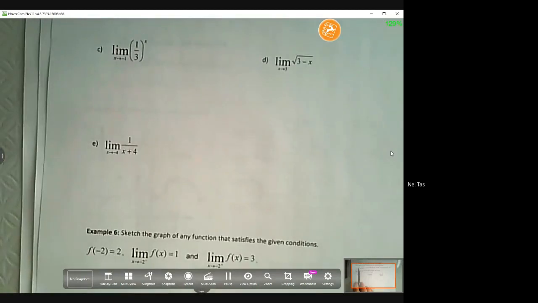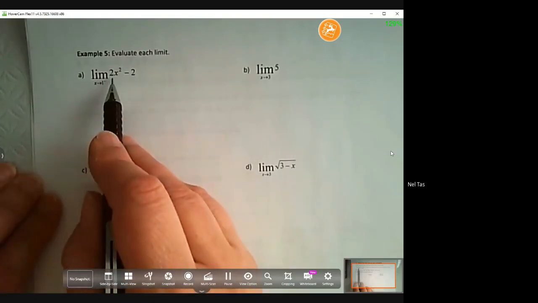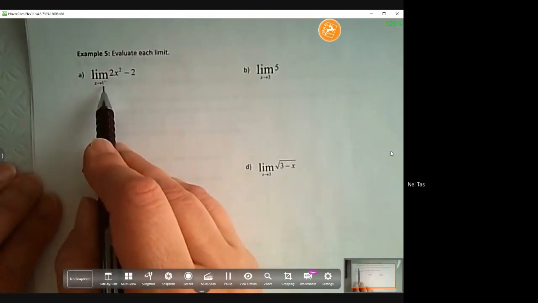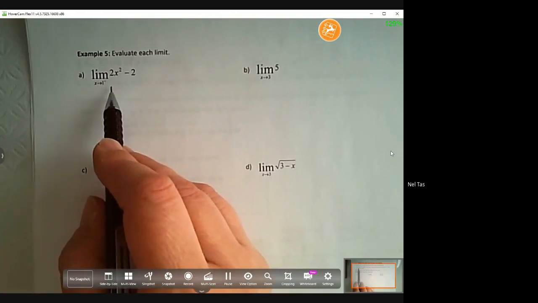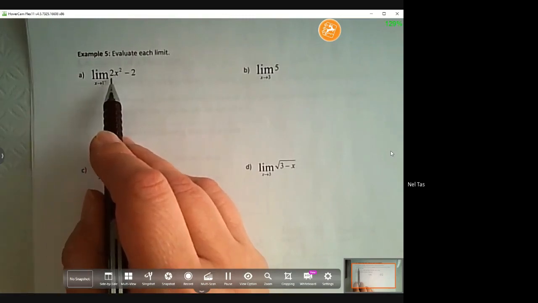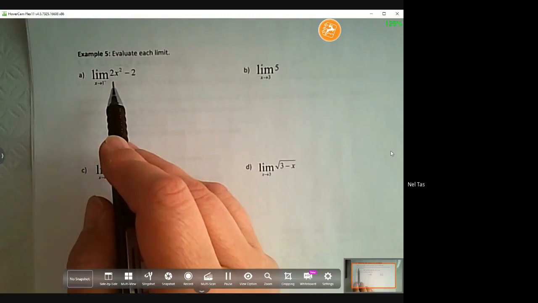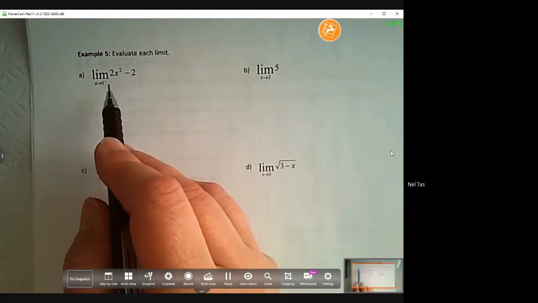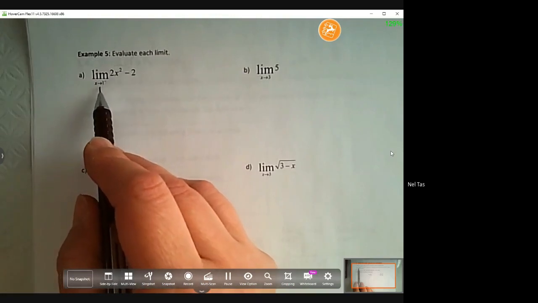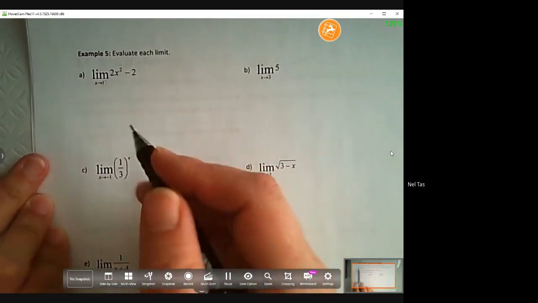Okay, let's look at example 5. Evaluate each limit. So limit of 2x squared minus 2 as x approaches 1 from the left. If you have a continuous graph, you can actually find the limit at that point by just substituting that x value in the function. Okay? Because if it's a continuous graph, the limit is the same as the y value of the function at that point. In this case, you could just take this 1 and sub in here to calculate the limit. Okay, but I'm going to sketch it anyway so that it makes more sense.